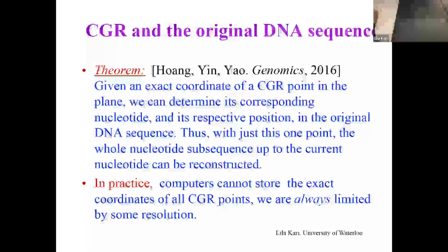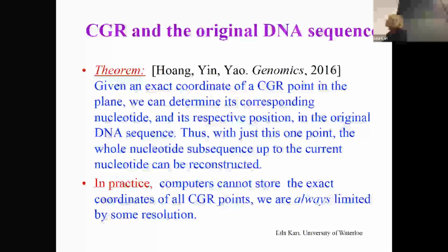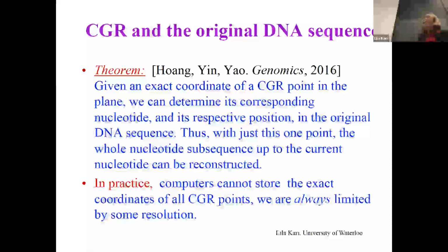So first of all, what is the correspondence between the CGR and the original sequence? There is a theorem from early on that proved, and it's not a difficult proof either, that given an exact coordinate of a CGR point in the plane, we can determine the letter that it came from, right? You can go to the last. So if you have the last letter of the sequence, the dot corresponding to the last letter, you can basically determine the entire sequence in principle, if you had infinite resolution.